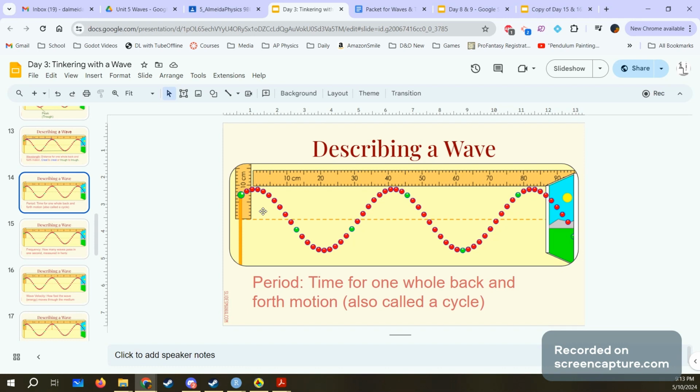The period of a wave is a little bit harder to see on here. Again, a moving picture would make a little more sense, but it's how long it takes for one whole back and forth motion, one whole cycle. If you're on the simulation and this was running, you'd watch this part go up to the top, watch it go all the way down, and watch it come all the way back up to the top. The amount of time that it takes to go from the top all the way down and all the way back up is one full cycle and one period.